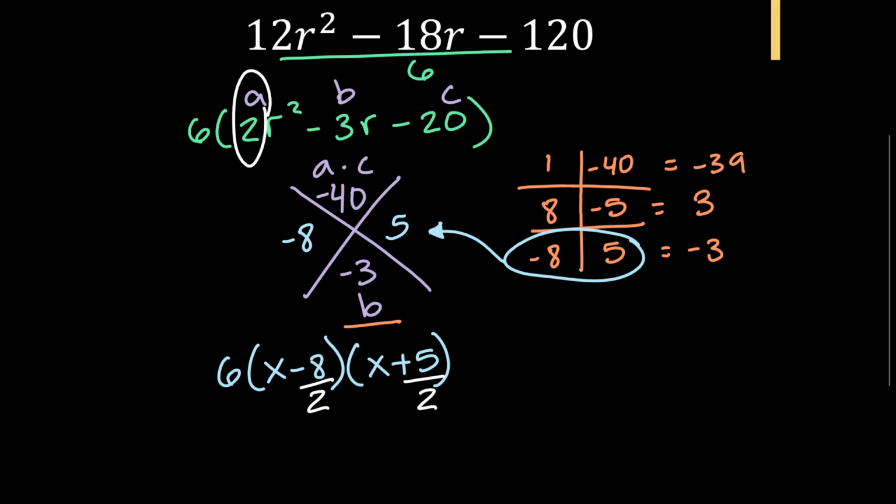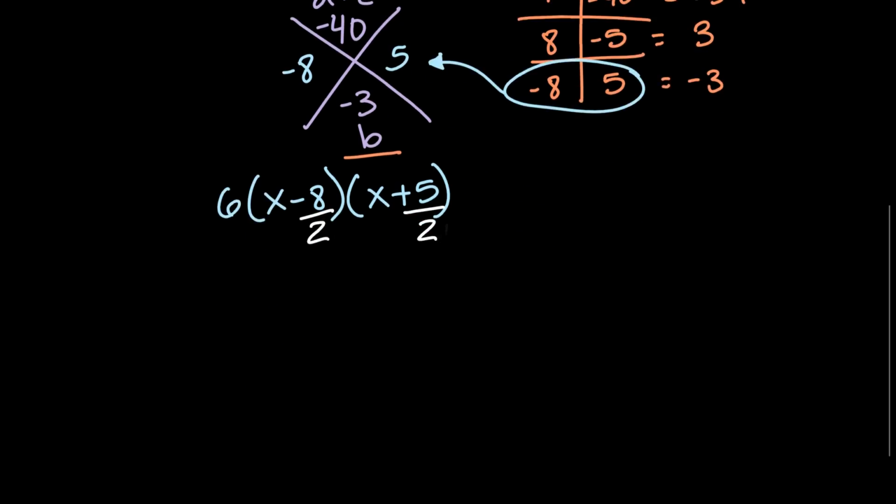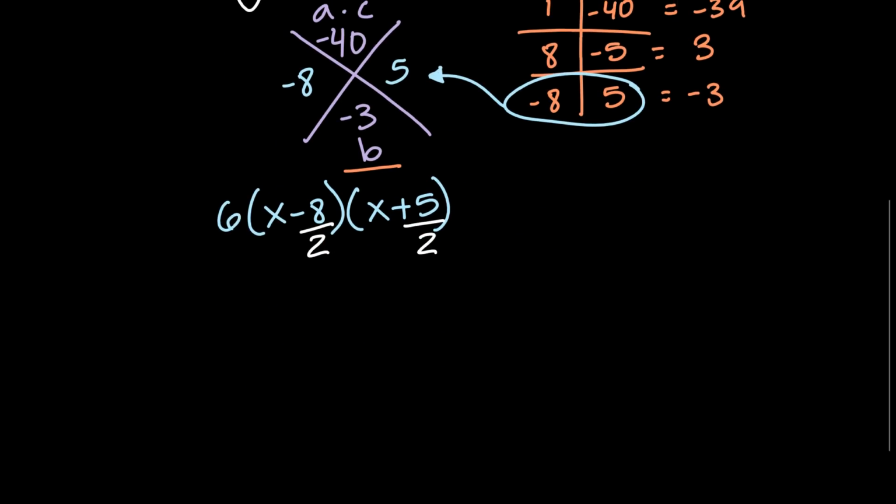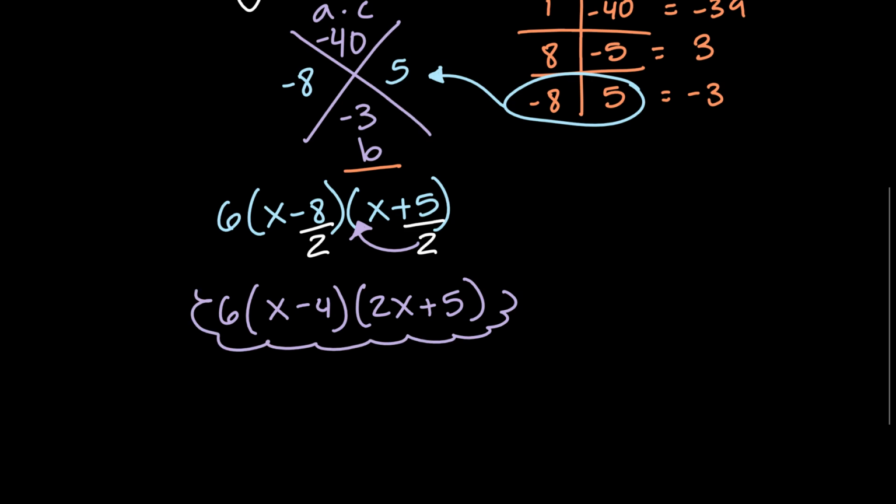Divide your factors by 2. So what is negative 8 divided by 2? So we have x minus 4. And does 2 divide 5 evenly? No. So what do we do with that 2? You kick it. It becomes 2x plus 5. This is our final factored form.